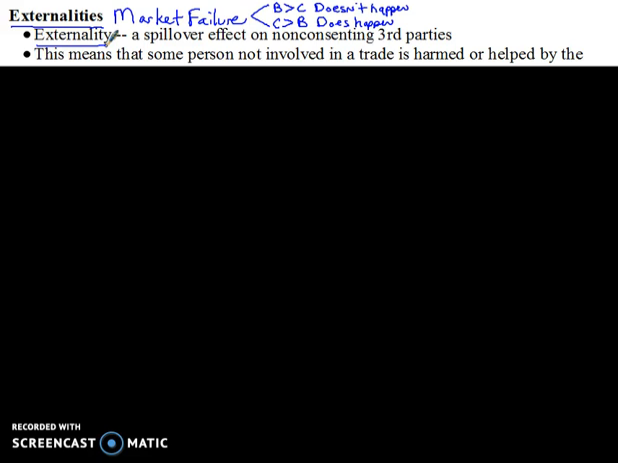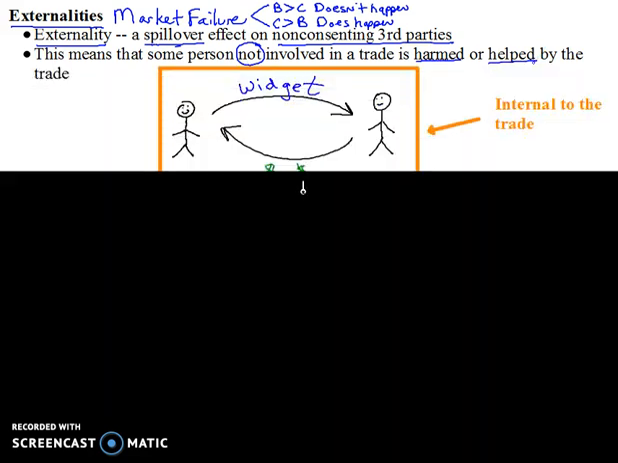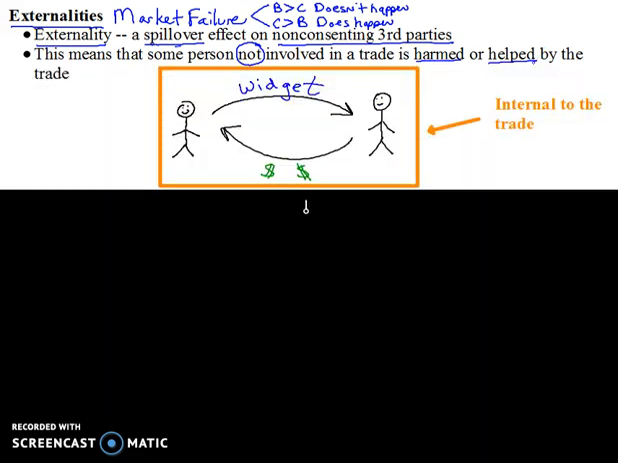First of all, an externality is a spillover effect on non-consenting third parties, and I'm going to show you what that means in a moment. But in general, it means that somebody who is not involved in the trade is affected by it. They are either harmed or helped by the trade, even though they are not involved in the trade itself. It's some non-consenting third party.